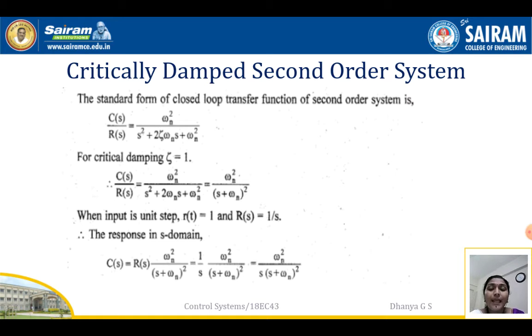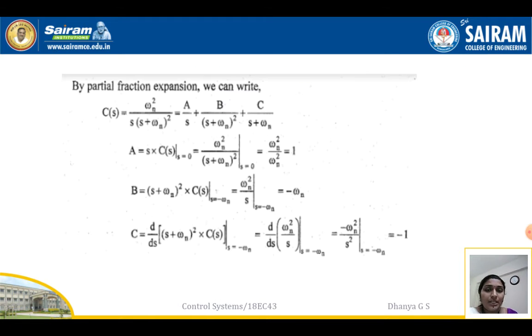So the response can be written in s domain. C of s is equal to R of s into omega n square divided by (s plus omega n) square, which is equal to 1 by s into omega n square divided by (s plus omega n) square. Now you know that after this you have to go for applying partial fractions. Then only we can find the value of c of t.